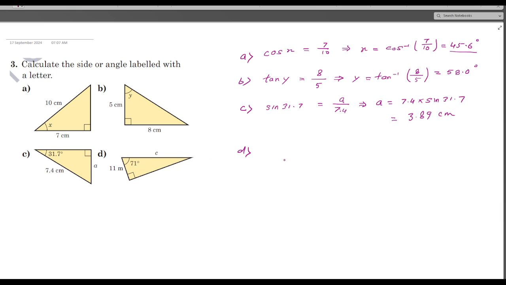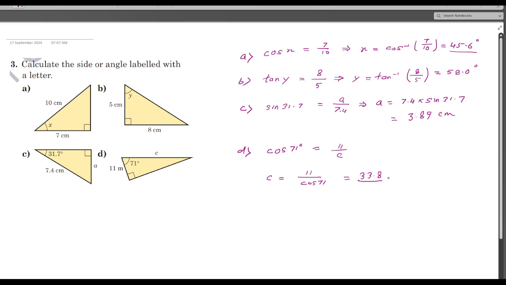Now D, adjacent and hypotenuse are in relation, so I will use cos again. I have cos of 71 degree is equal to 11 divided by C. Therefore C is equal to 11 divided by cos of 71. So 11 divided by cos of 71, result is 33.8. So C is 33.8. Unit will be meter.